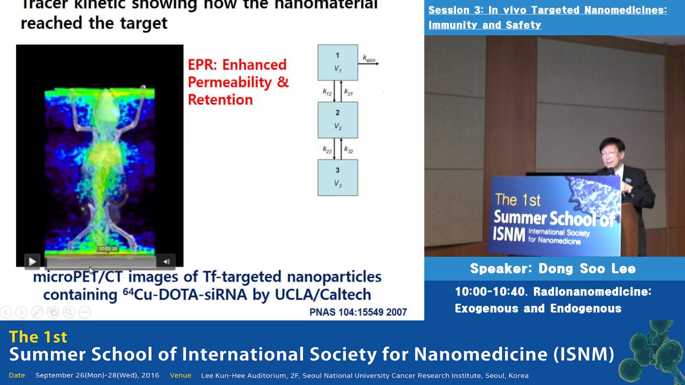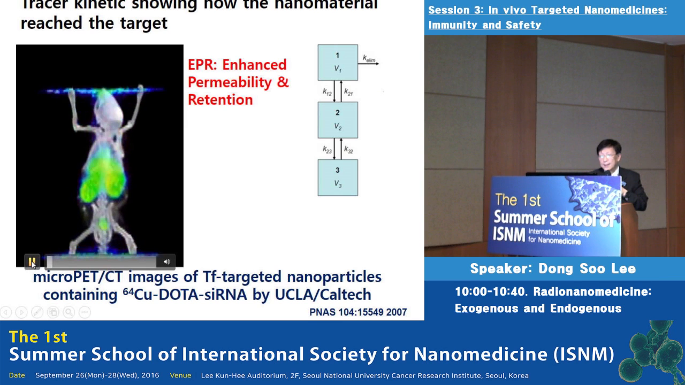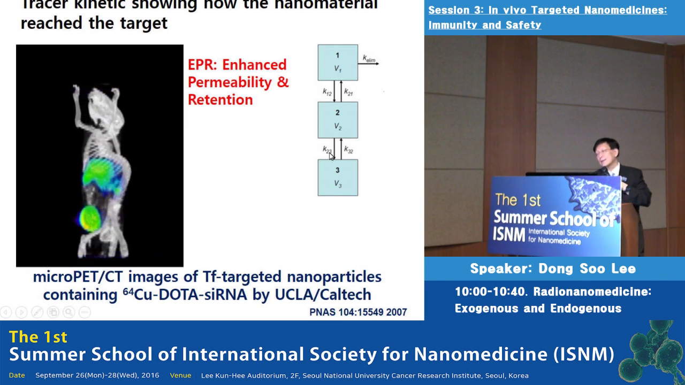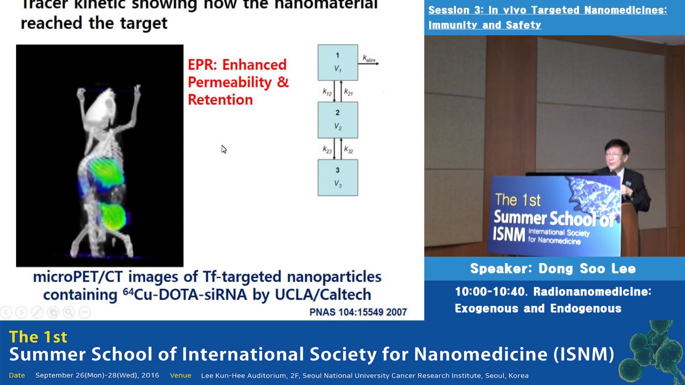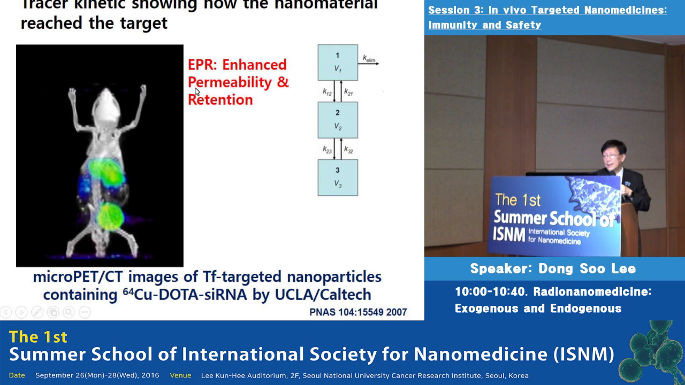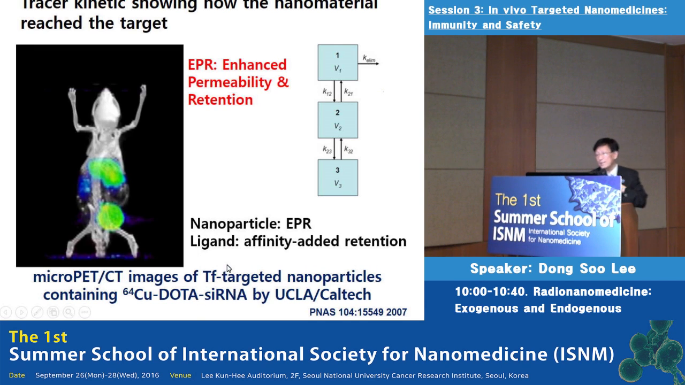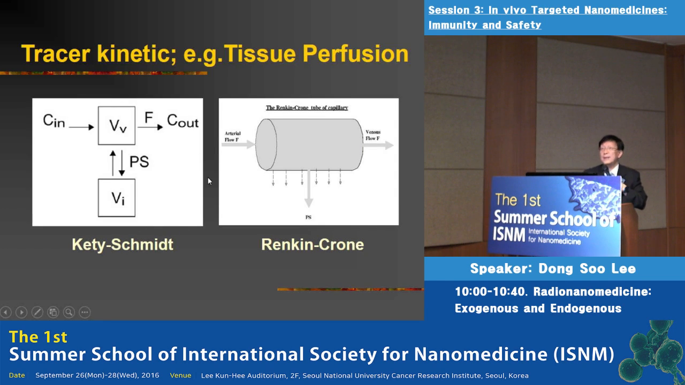Secondly, we can use tracer kinetics here. This time the radioactivity curve can be used as an input for a compartment model. Let me tell you what a compartment model is. They have found EPR attracts a nanoparticle, and the ligand, in this case transferrin, adds to the retention. So we can dissect the initial K1 and also the retention, the decreased K3. This model is in the nuclear medicine textbook. As an MD, I know very well the Kety-Schmidt and Renkin-Crone models, which use a compartment, or a tube model and a permeable tube model, and whatever.